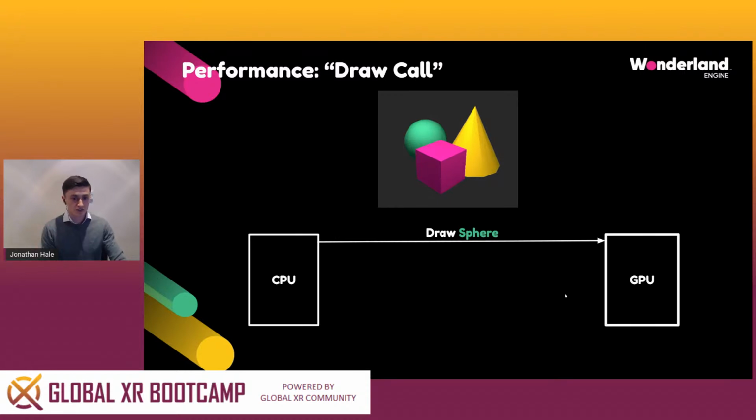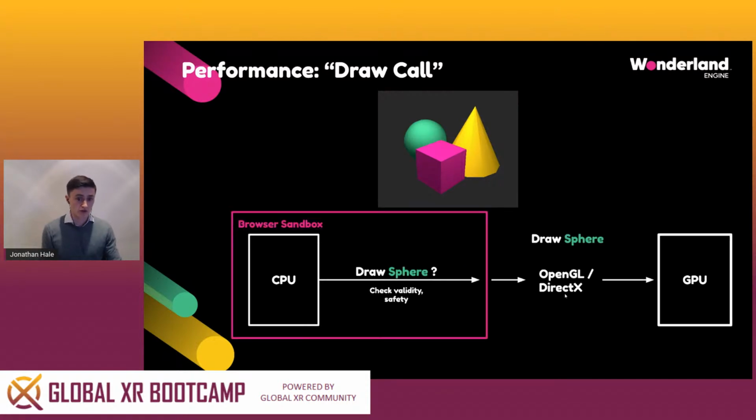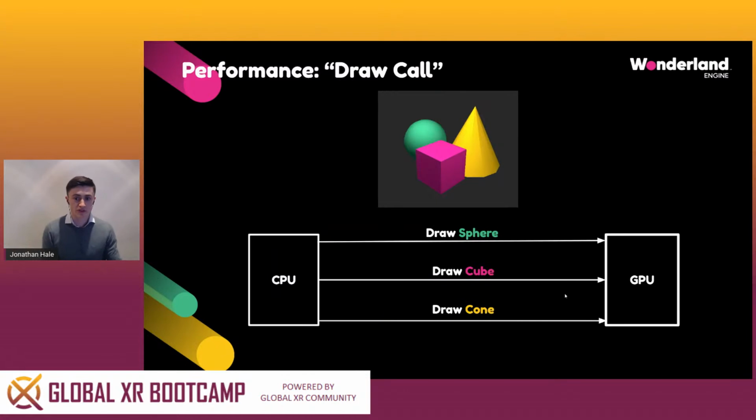If I have one line here, it has a lot of overhead. After we told the GPU, hey, draw this sphere, we'll go to draw cube and draw cone. Each of these arrows has this complexity. So we have a lot of overhead for every one of these.